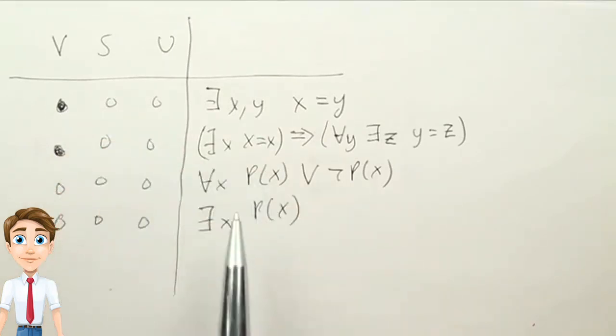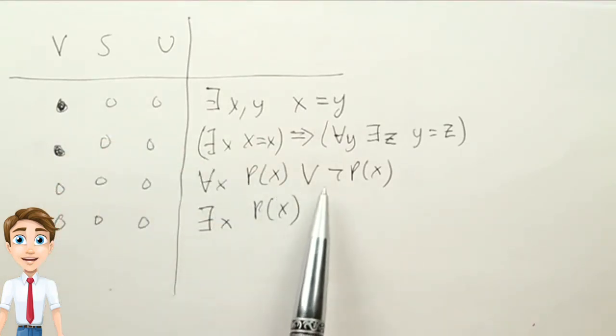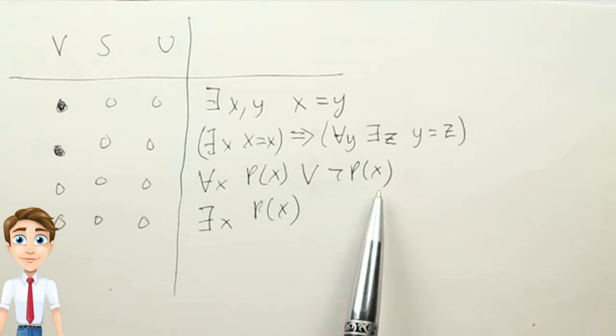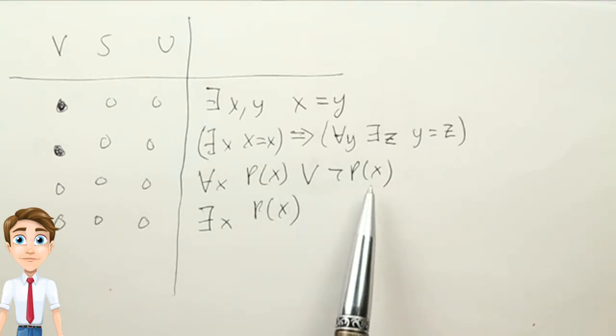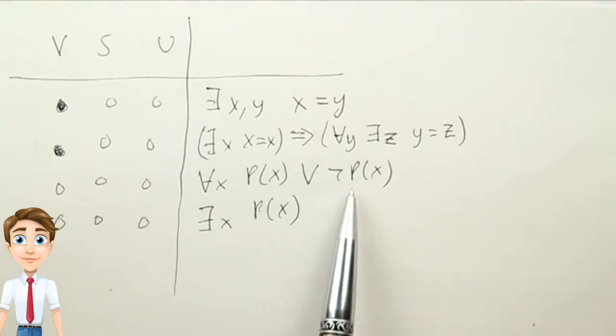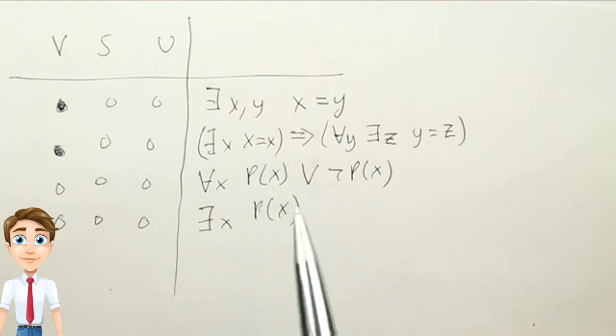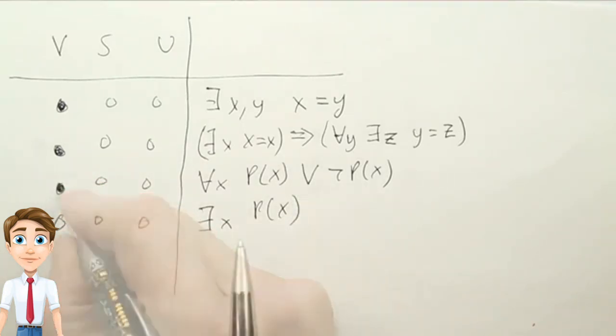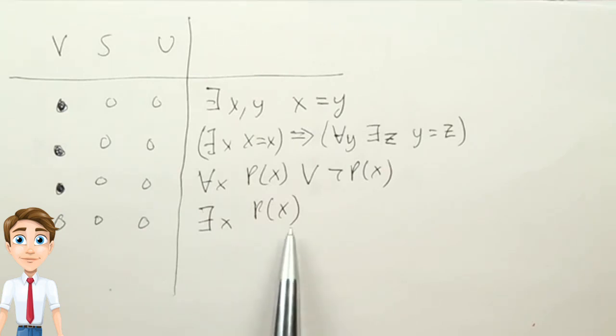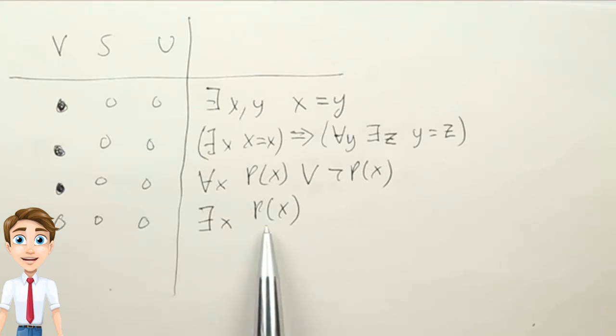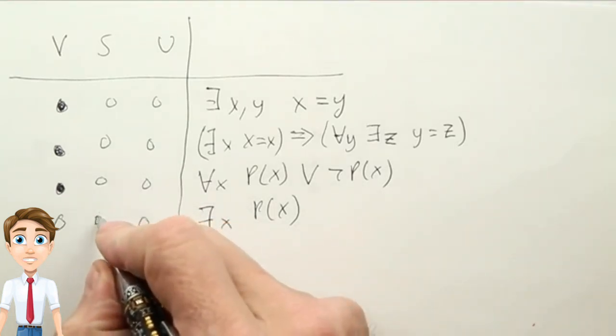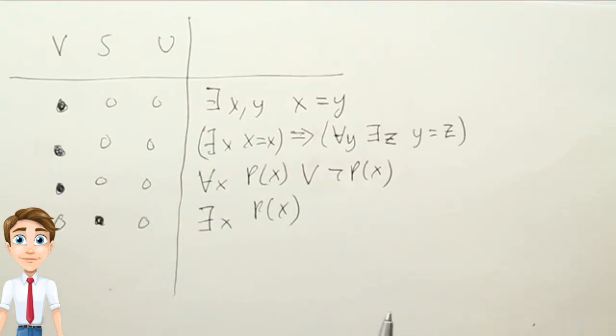Valid. Third sentence, for all x, P of x or not P of x, and that's always true because everything has to be either in the relation for P or out of the relation for P. So that's valid. And the fourth, there exists an x, P of x. That's true for the models in which there is some x that is a member of P, but there doesn't necessarily have to be any at all. P might be an empty relation. So this is satisfiable. True in some models, but not true in all models.